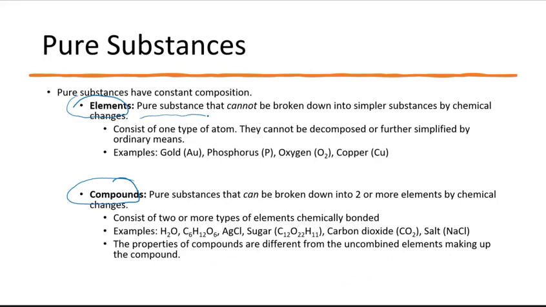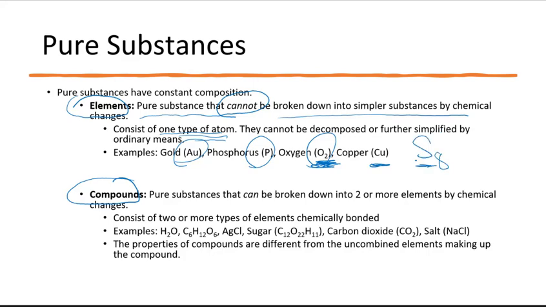Well, an element is a pure substance that cannot be broken down into simpler substances. Pretty much, can you find it on the periodic table? An element consists of one type of atom. They cannot be decomposed or further simplified by ordinary means. Gold, Au, phosphorus, oxygen, even if it's diatomic oxygen, O2, copper, even if it was S8, it is just sulfur. Even though there's 8 sulfurs, it is an element. Now a compound is a pure substance, again, because pure substances are elements or compounds. Compounds can be broken down into 2 or more elements by chemical changes.